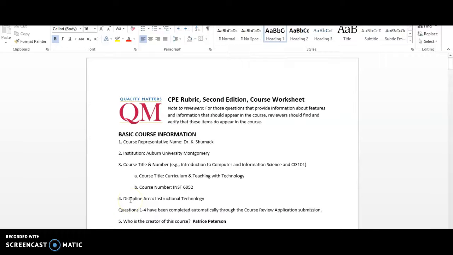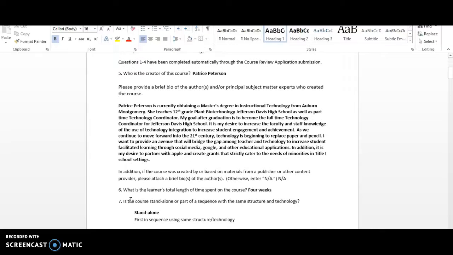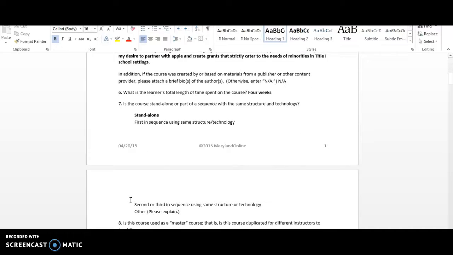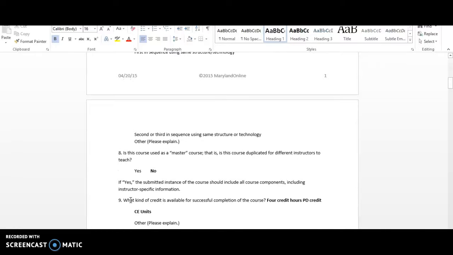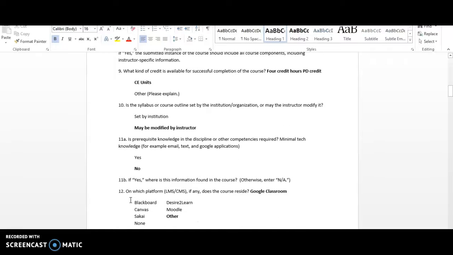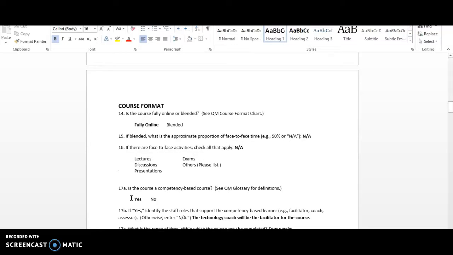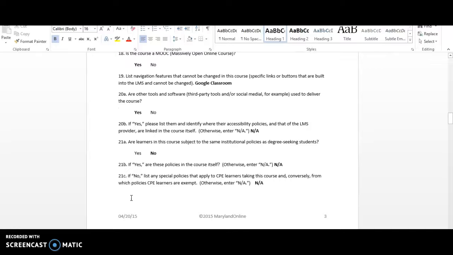We also had to do a course worksheet giving full detail about our basic course information, a brief bio of ourselves, how long the course would be, whether it was blended or fully online or half and half, and include the objectives and how they would meet the standards, the policies which our schools use that address diverse needs of students, disabilities of students, and which platforms, which of course in our case was Google Classroom, and other tools that we may use to enhance our Google Classroom course.